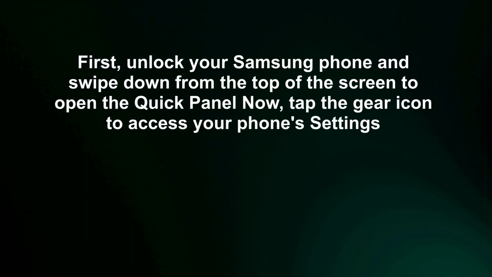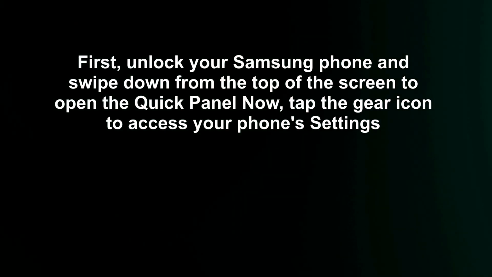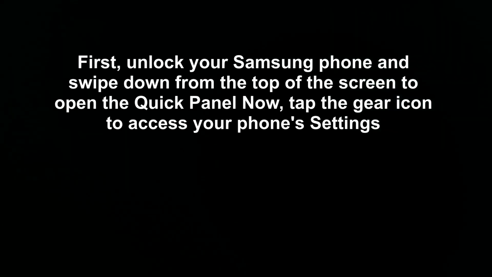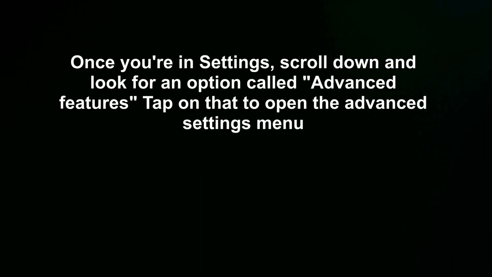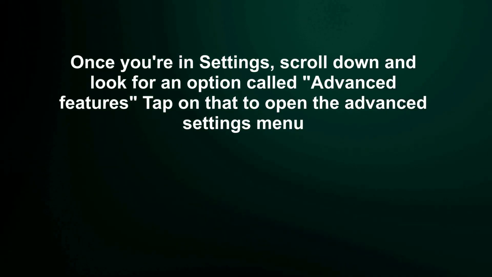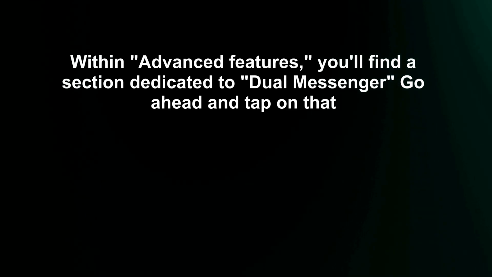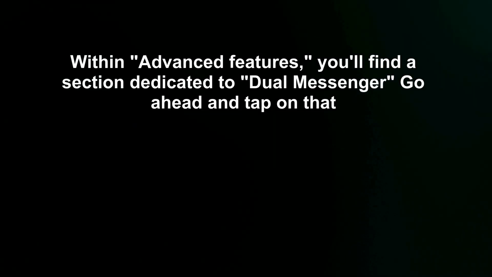First, unlock your Samsung phone and swipe down from the top of the screen to open the quick panel. Now, tap the gear icon to access your phone's settings. Once you're in settings, scroll down and look for an option called Advanced Features. Tap on that to open the Advanced Settings menu. Within Advanced Features, you'll find a section dedicated to Dual Messenger. Go ahead and tap on that.